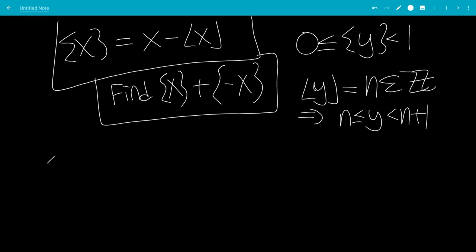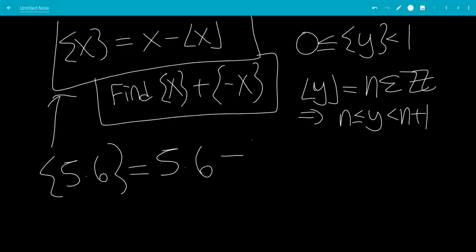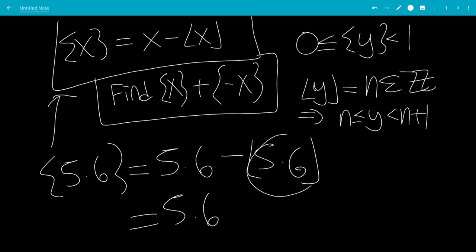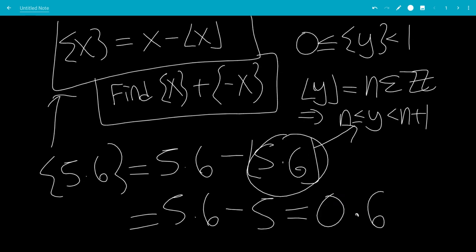So let's say we have the fractional part of 5.6. This will be 5.6, using this definition, minus the floor of 5.6. So this will be 5.6 minus 5. This will be 0.6, which makes sense.